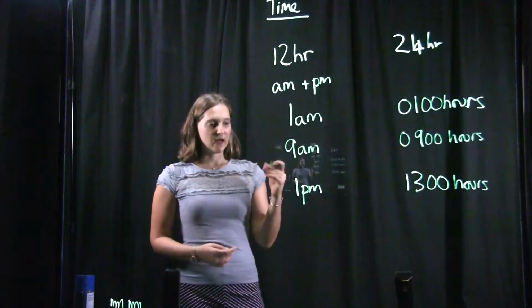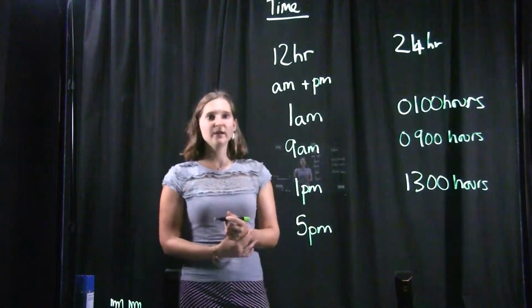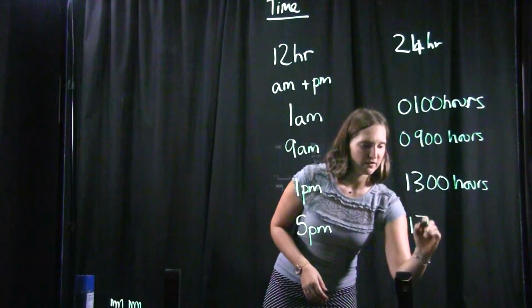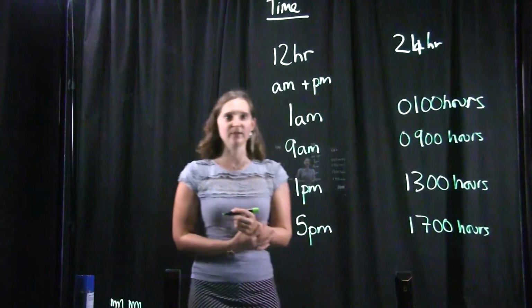All right, let's try 5 PM. So again, we know that 12 plus 5 is 17. So 5 PM in a 24-hour clock would be 1700 hours.